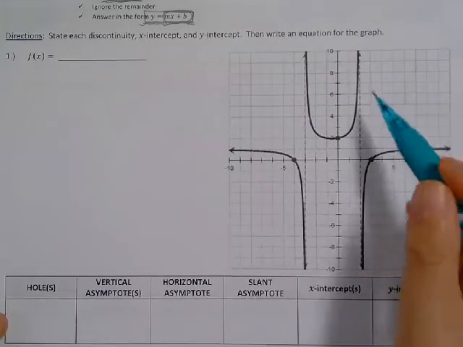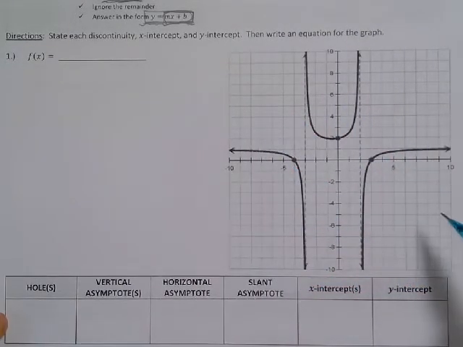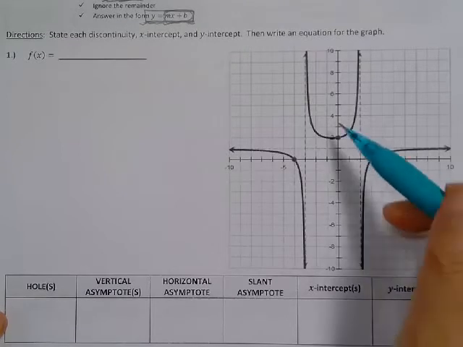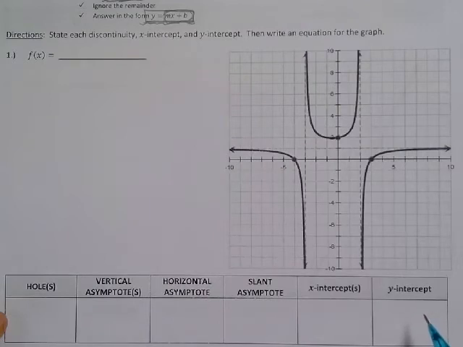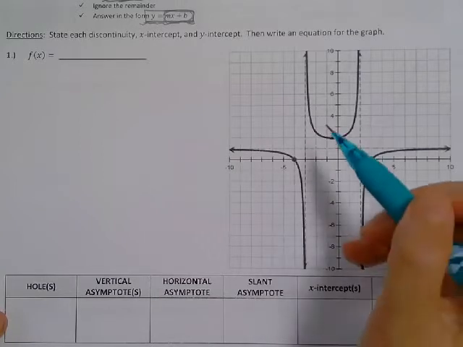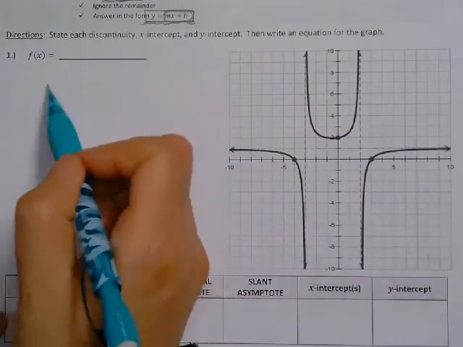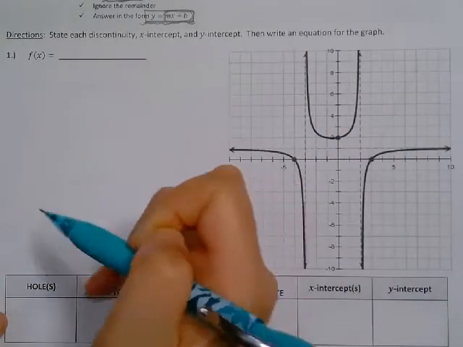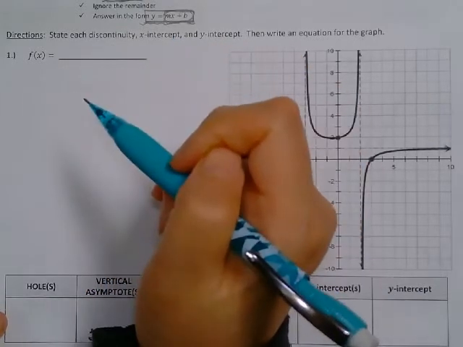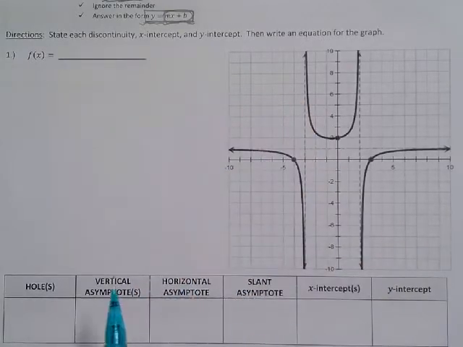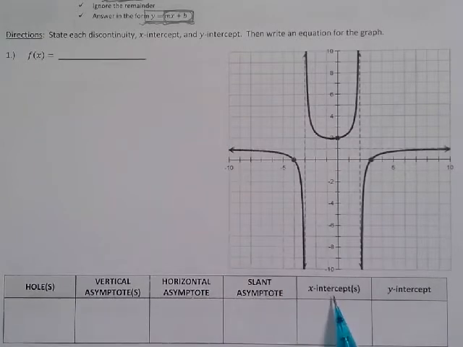Okay, so now this is the graph that we're given. We will find all the key features by completing these tables. Then with these key features that we observe from the graph, step by step we will go through the reasoning, how we can come up with the equation backwards. Okay, so now holes, vertical asymptote, horizontal asymptote, slant asymptote, and intercepts.